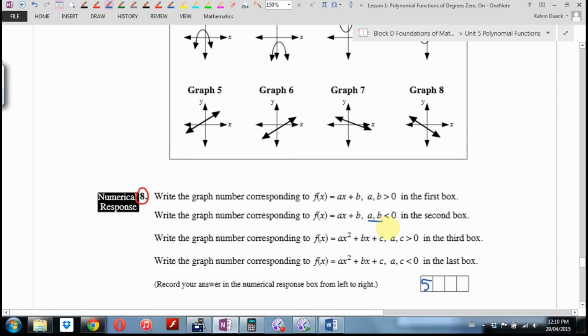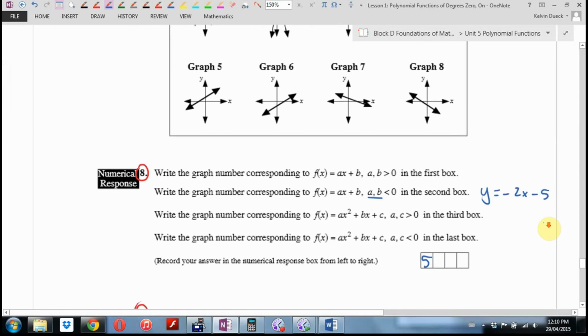Here, both A and B are negative. Here's an example. Y equals, A has to be negative, less than 0, negative 2x minus 5. I know it's not a parabola, so I'm not even going to scroll up. I'm not even going to show the curves. Which graph best matches that? Graph 5, 6, 7, or 8?